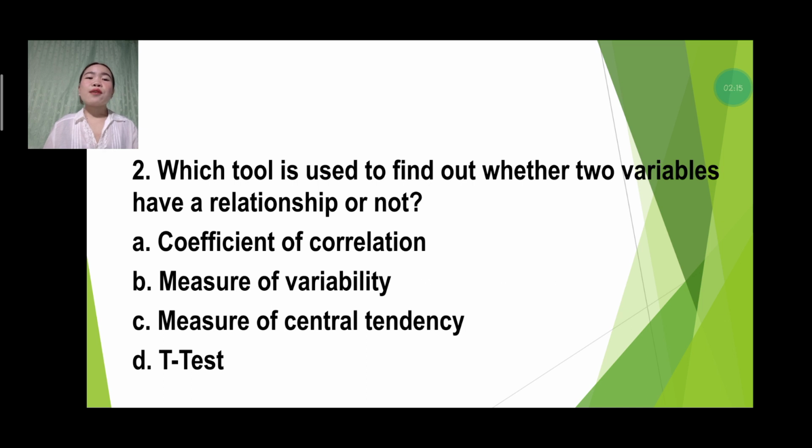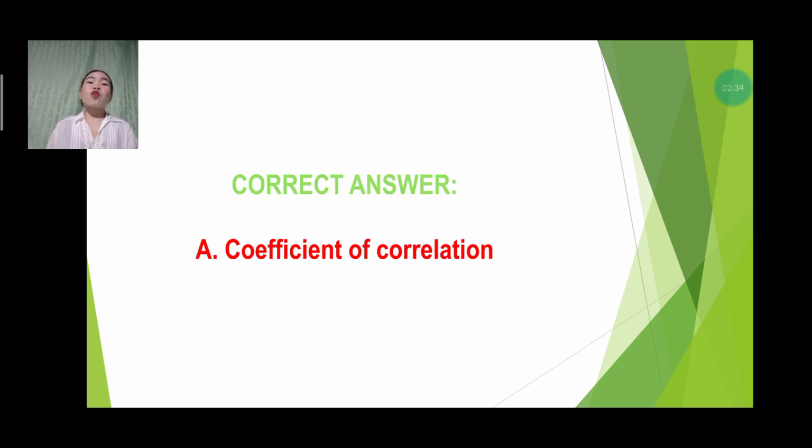Which tool is used to find out whether two variables have a relationship or not? The options are letter A, coefficient of correlation, letter B, measure of variability, letter C, measure of central tendency, and letter D, t-test. So the correct answer is letter A, coefficient of correlation.